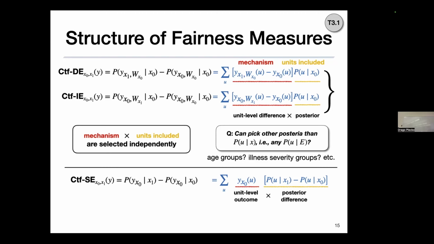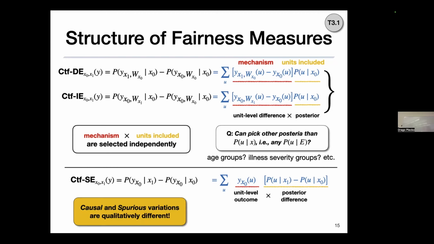I think this is one of the reasons why the spurious variations have been largely ignored in the causal inference literature. This part on spurious variations has been missing from 20, 30 years of literature on mediation. People have not got to the spurious part until only very recently. The reason is that this is a fundamentally different type of quantity. So these types of variations, direct, indirect, and spurious, are very, very different. When we see this factorization, the question we ask is, can we pick other posterior differences? Are there other ways to conceptualize spurious effects as well?